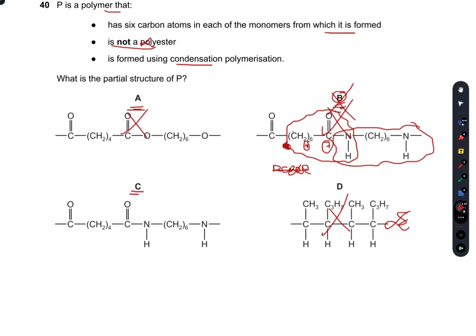We have 1, 2, 3, 4, and 5 carbons, and then 6 carbons, and now along with the hydrogen, along with this amine NH. So C is your right answer.